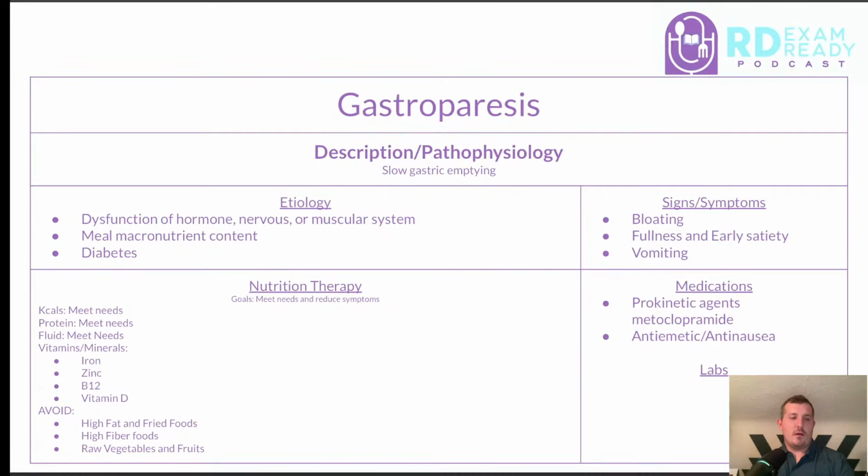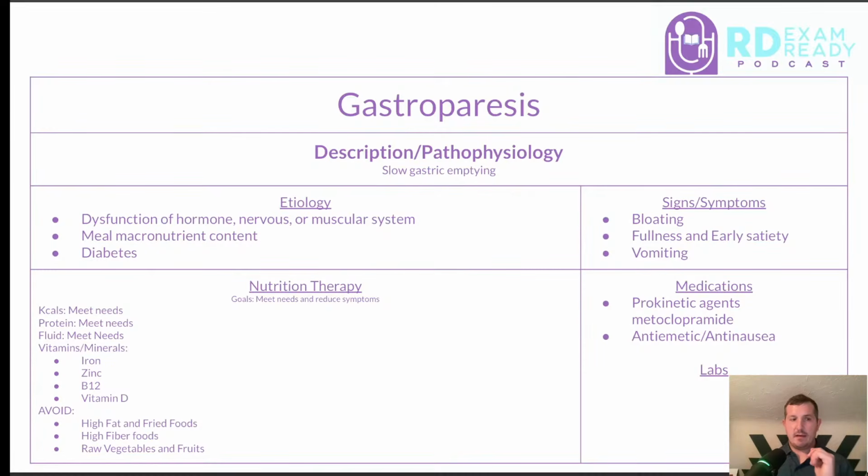Okay. For our third disease state tonight, we're going to be going through gastroparesis. Gastroparesis will be another GI one that I thought would be good here. Okay. So for gastroparesis, I would start by introducing that it is slow gastric emptying.